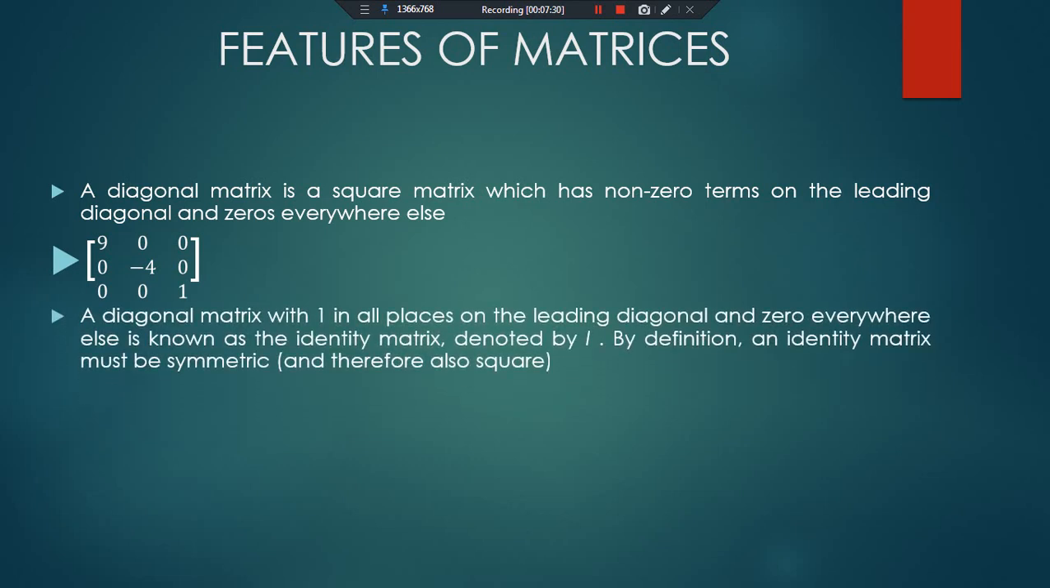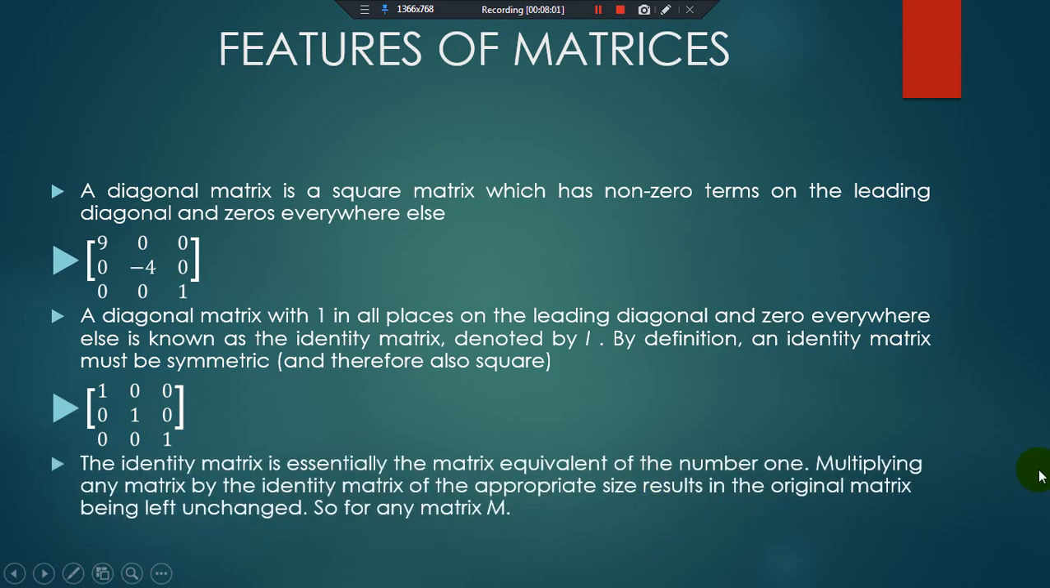A diagonal matrix with 1 in all places on the leading diagonal and 0 everywhere else is known as an identity matrix. If we have 1, 1, 1 in these places, this is our identity matrix, and you can denote the identity matrix with a capital I. By definition, an identity matrix must be symmetric and therefore also a square matrix. You can see that here we have 1, 1, 1 on the leading diagonal and 0 everywhere else. This is our identity matrix.